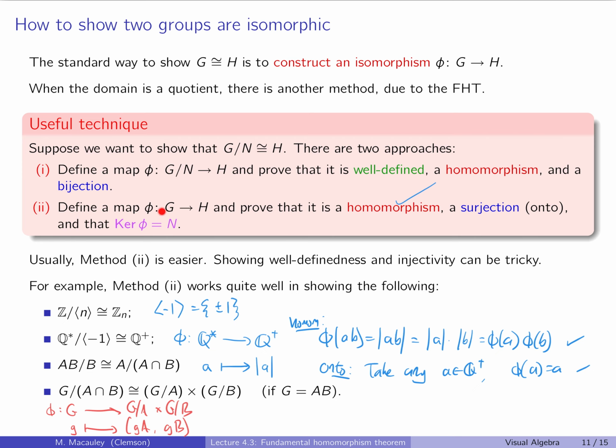The kernel is A intersect B, and think about when this element is the identity pair of cosets. Well, that's when g is in A and in B. But then you have to show that this is onto, and that is actually, surprisingly, the non-trivial part of this, and you need the fact that G can be written as a product of something in A times something in B. Okay, so I encourage you to try that out.